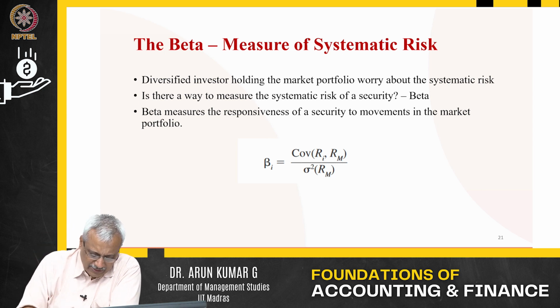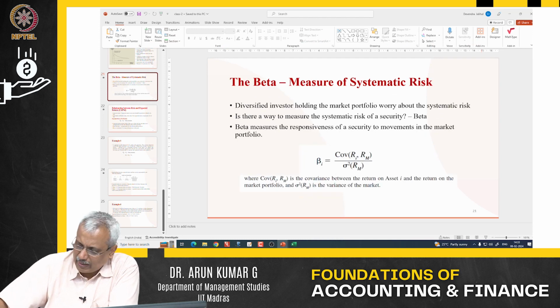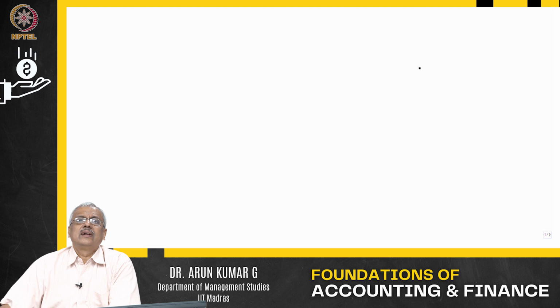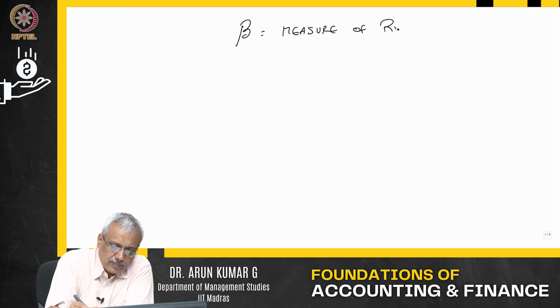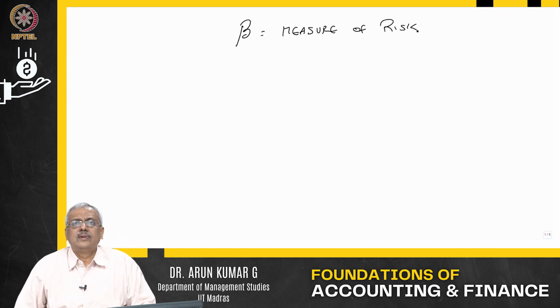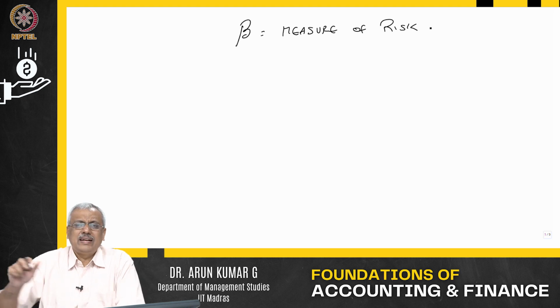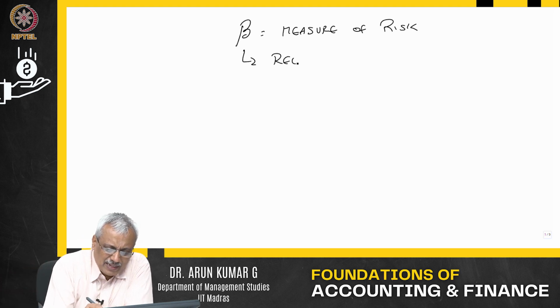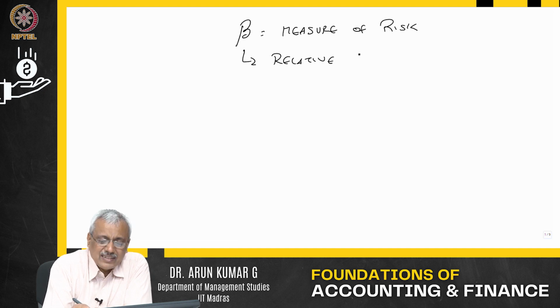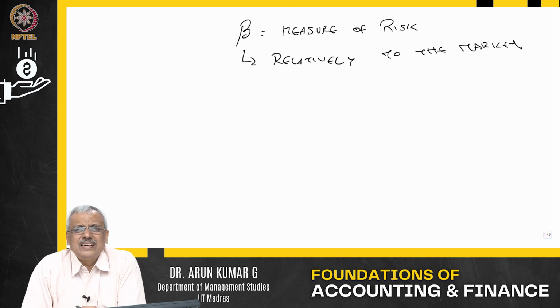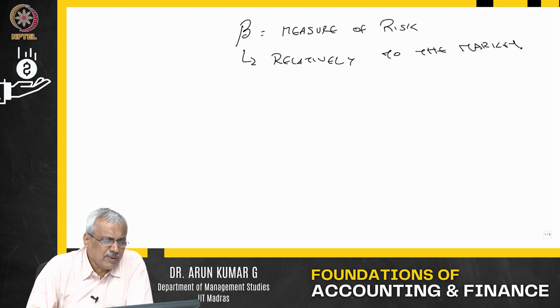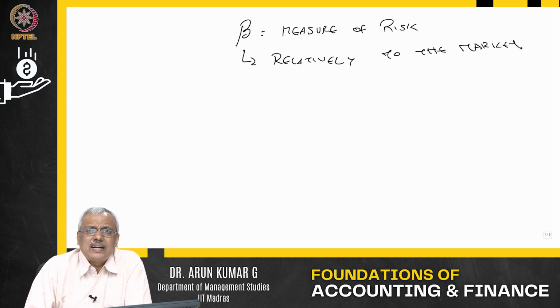Now let us get to some of my writing. I am just going to use my whiteboard to try and explain it. When we say beta, beta is a measure of risk. Now how does beta measure the risk? Beta measures the risk in a relative manner, relative to the market. What is this relative to the market? Let me go a little deeper and explain.